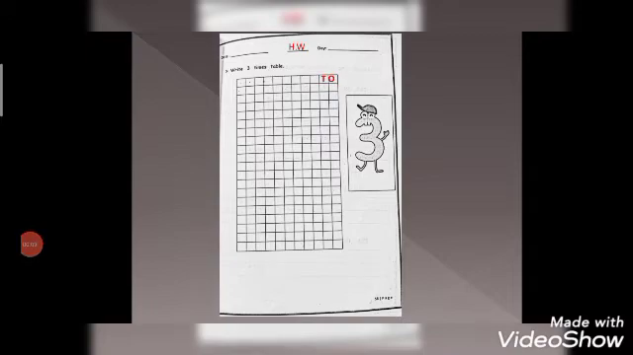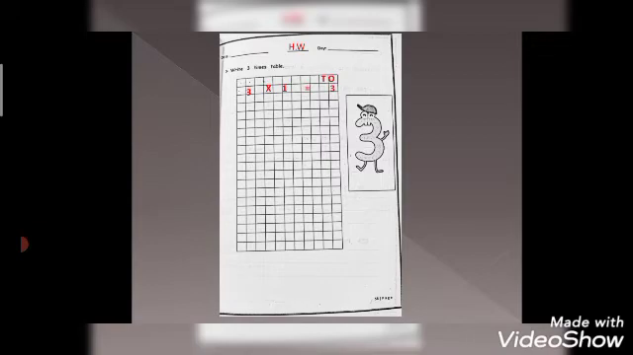Now let's start with the table of 3. 3 ones are 3. 3 multiplication sign 1 is equal to 3. 3 is a single digit number, so we will write 3 in the ones place.